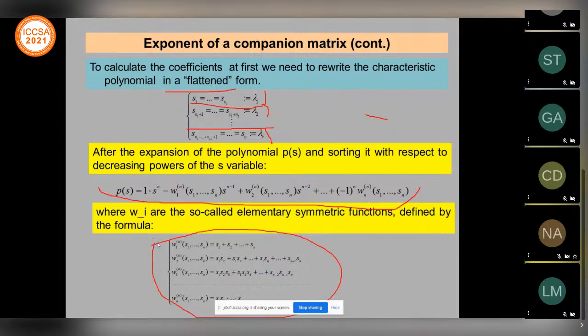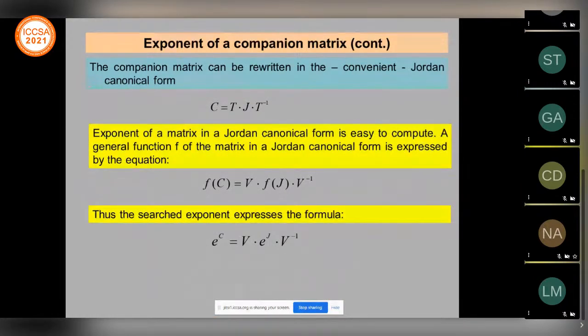A symmetric function means that after any permutation of its independent variables, we obtain the same function. And these are elementary symmetric functions, and the problem here is to calculate them. For elementary symmetric functions, we have in the literature algorithms which can do it in quadratic or even faster time. But now let's return to our companion matrix.